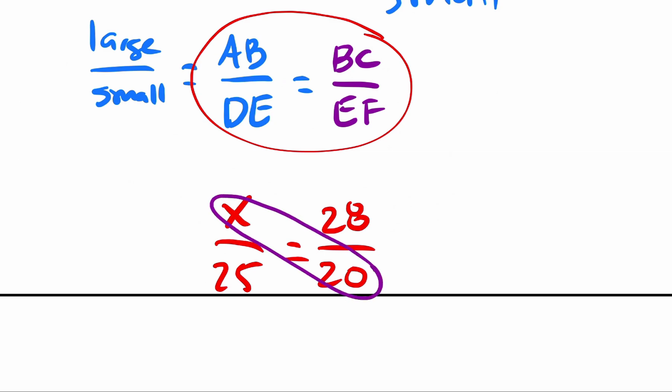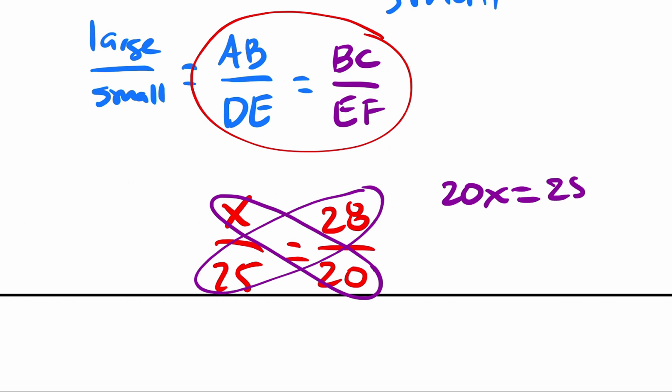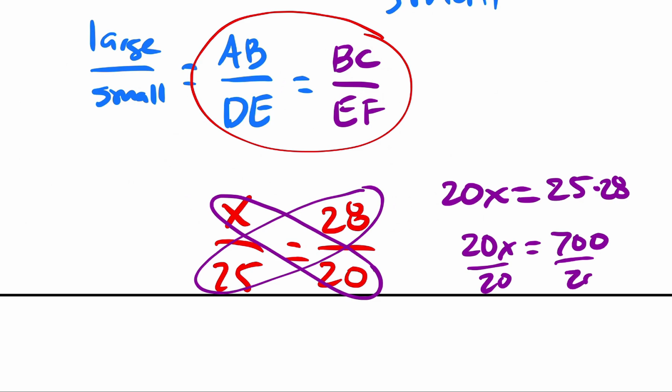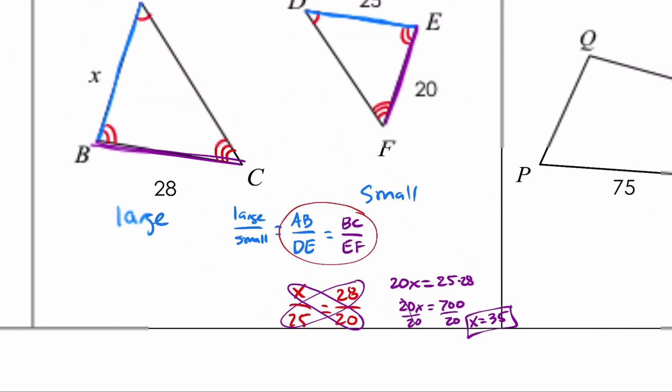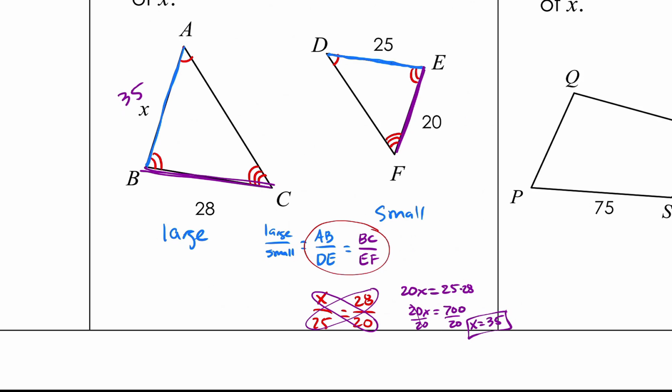x times 20 equals 25 times 28. So 20x equals, let's get my trusty calculator, 25 times 28 equals 700. And if I divide both sides by 20, x equals 35. So that means this side is 35 units long.